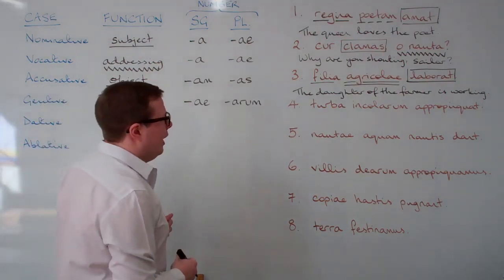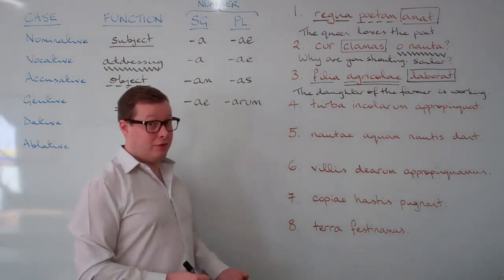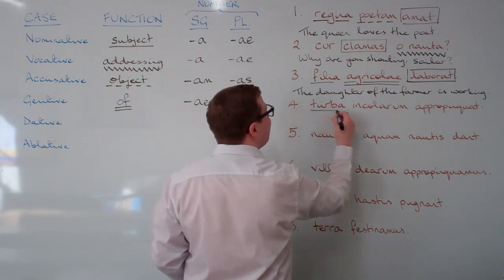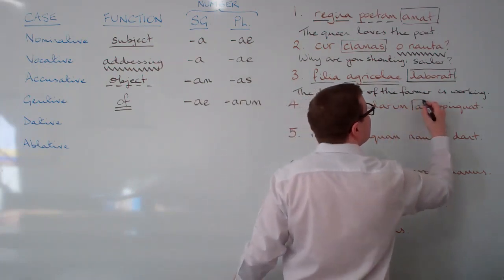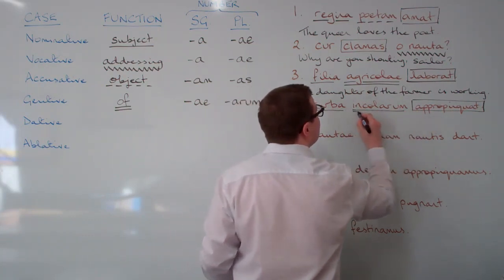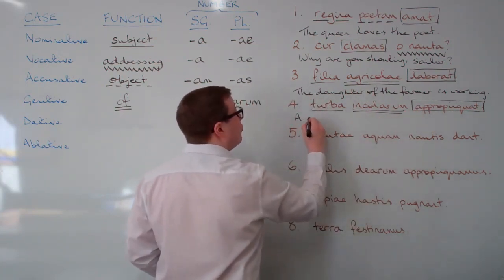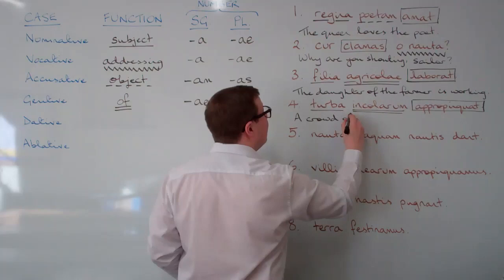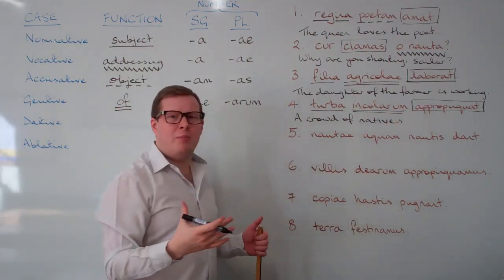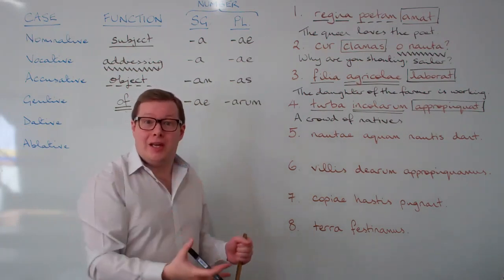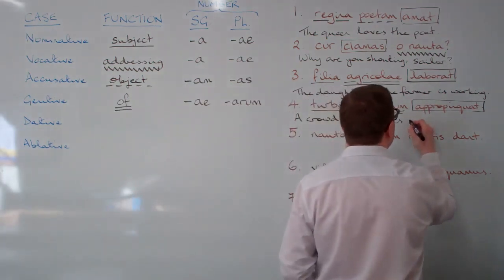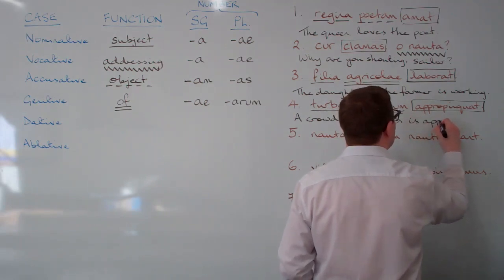You can also have what's called a partitive genitive. Turba incolarum. Turba is the subject, apropinquat is the verb, and incolarum here is in the genitive. It's a crowd of natives. The partitive genitive expresses a part or a section out of a larger whole. A crowd of natives, apropinquat, is approaching.